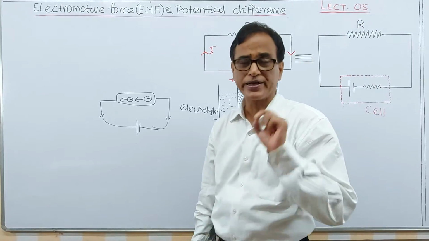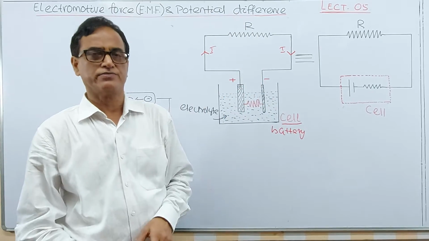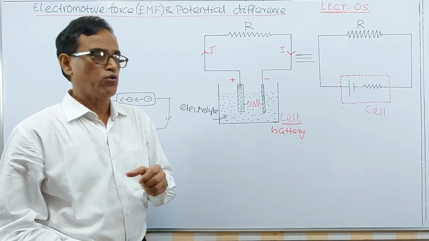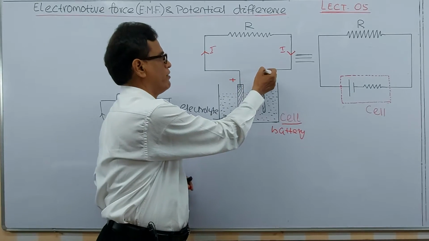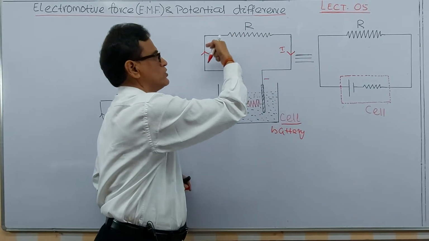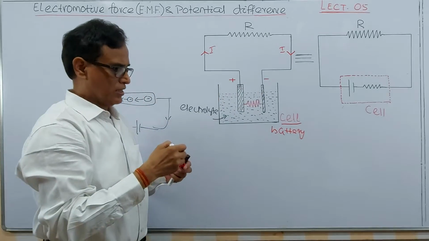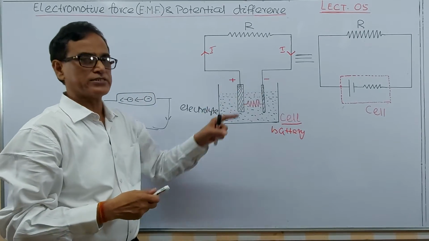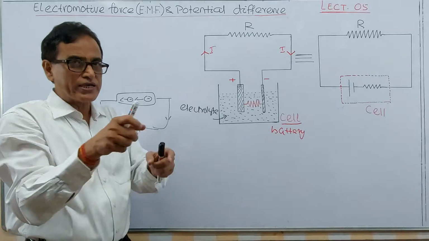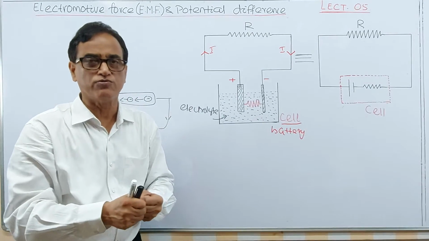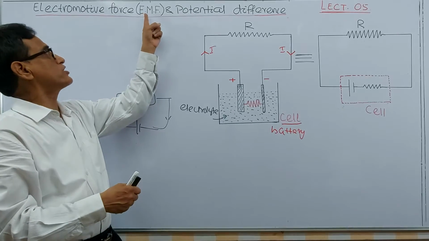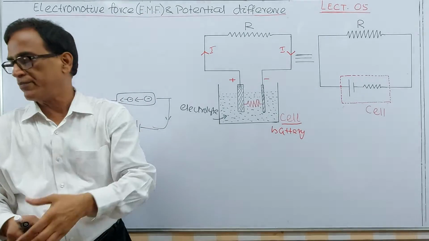A cell or battery is a device, an agent, which forces an electron to move from the negative terminal towards the positive terminal, such that we can get a current in the circuit. By application of the battery, we can have a current. That means this is an agent which forces the electron to move. That's why it is called electromotive force, remember.